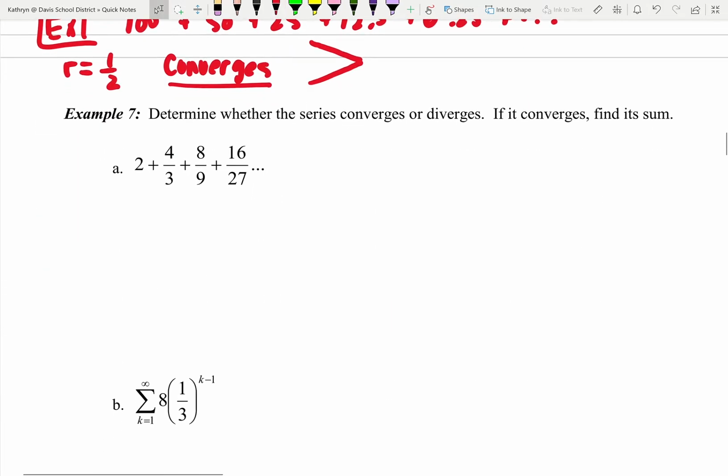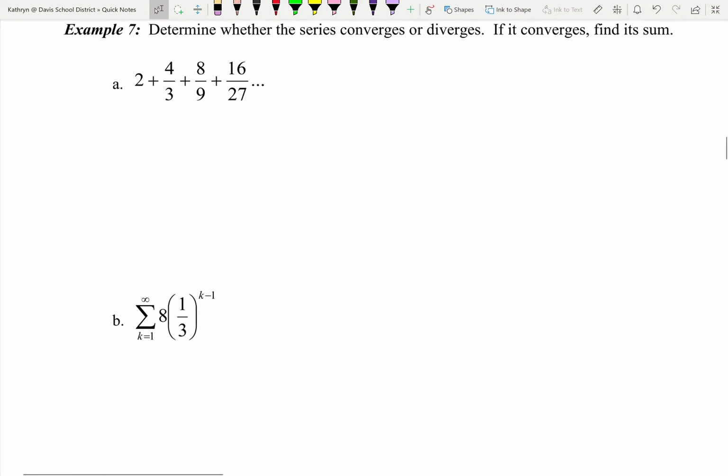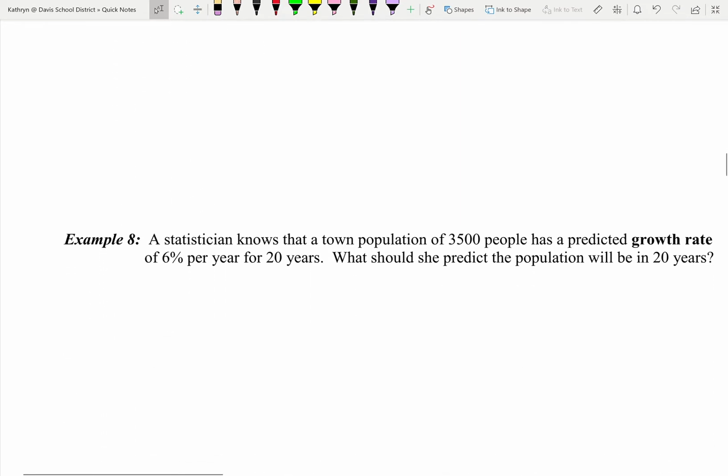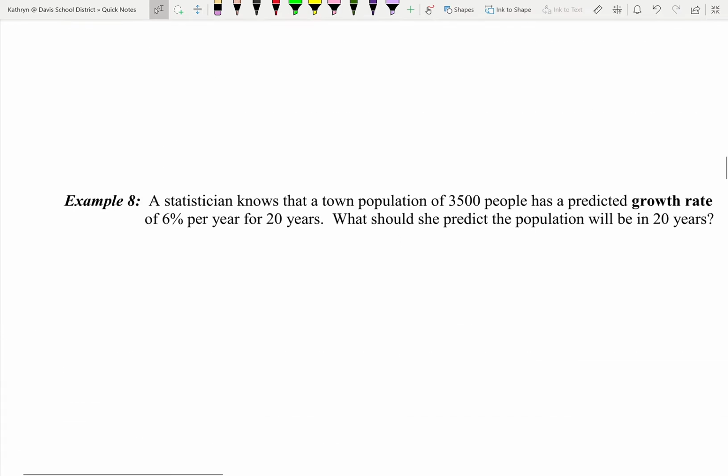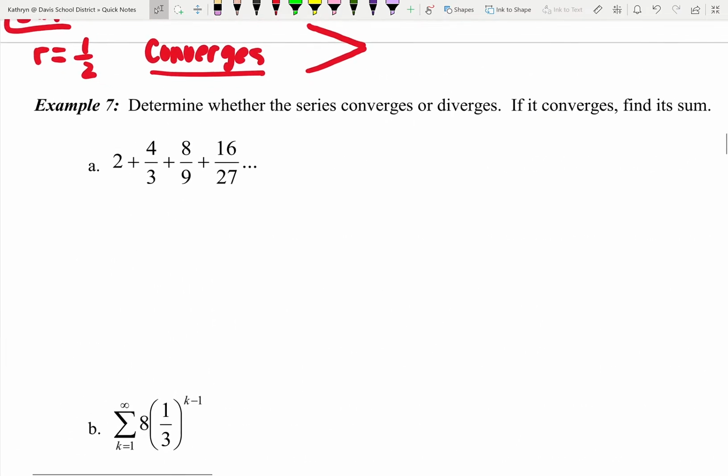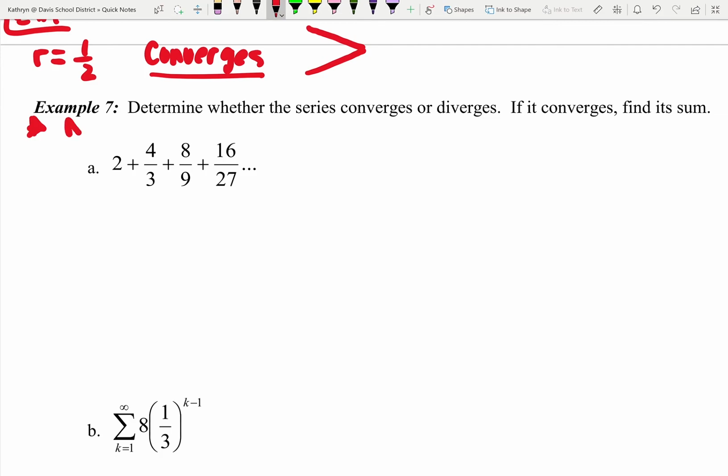Now I want you to put stars around number 7. This is the one that showed up on the final. I think I'm going to add a C in here. I'm going to do an A and a B and a C because I want to really show you what was on there. So it's probably not going to say decide if it converges or diverges.